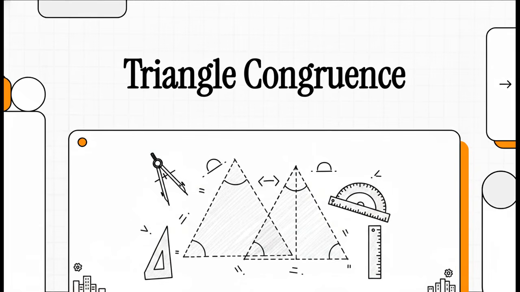But here's the real question. How much information do you actually need to build that exact replica? Do you have to know every single angle and every single side length? Well, as you'll see, mathematics actually gives us some pretty brilliant shortcuts. Let's dive into this and discover how we can build exact replicas using minimal information.